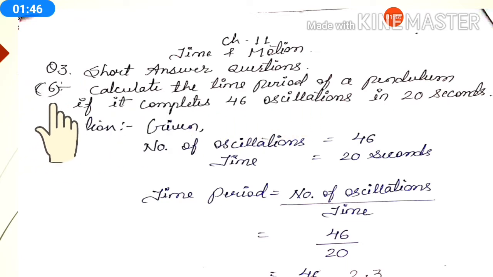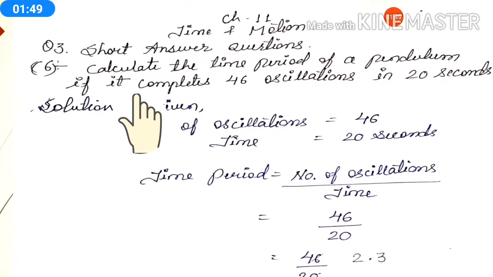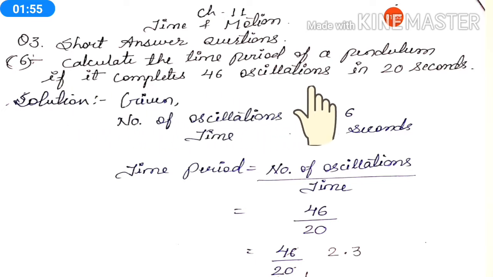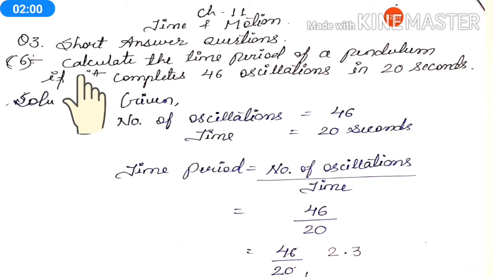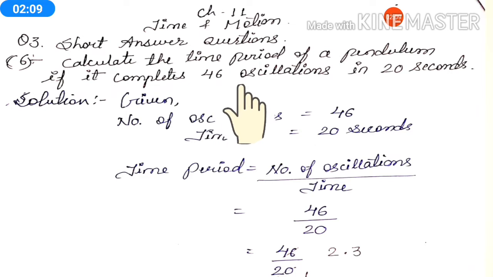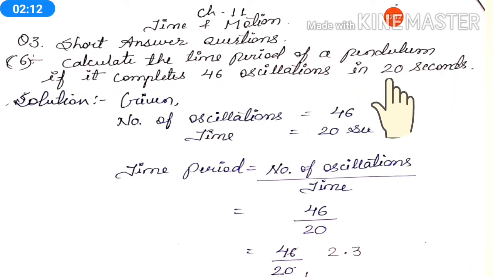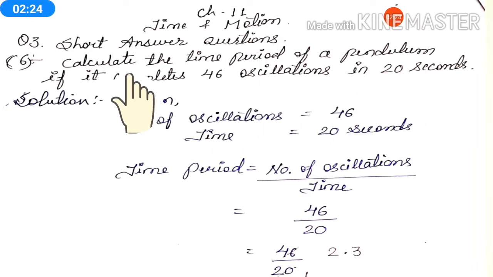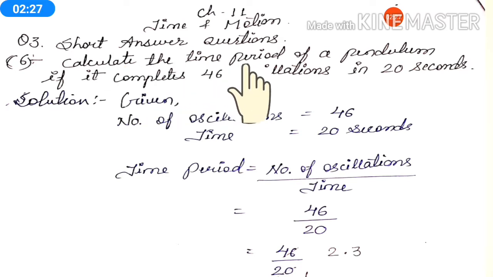In question 3, the sixth question is: calculate the time period of a pendulum if it completes 46 oscillations in 20 seconds. In this question, what is asked is the time period of a pendulum, and what is given is the number of oscillations, 46, and the time, 20 seconds. The question means a pendulum completes 46 oscillations in 20 seconds, so what will be its time period? We have to calculate the time period.